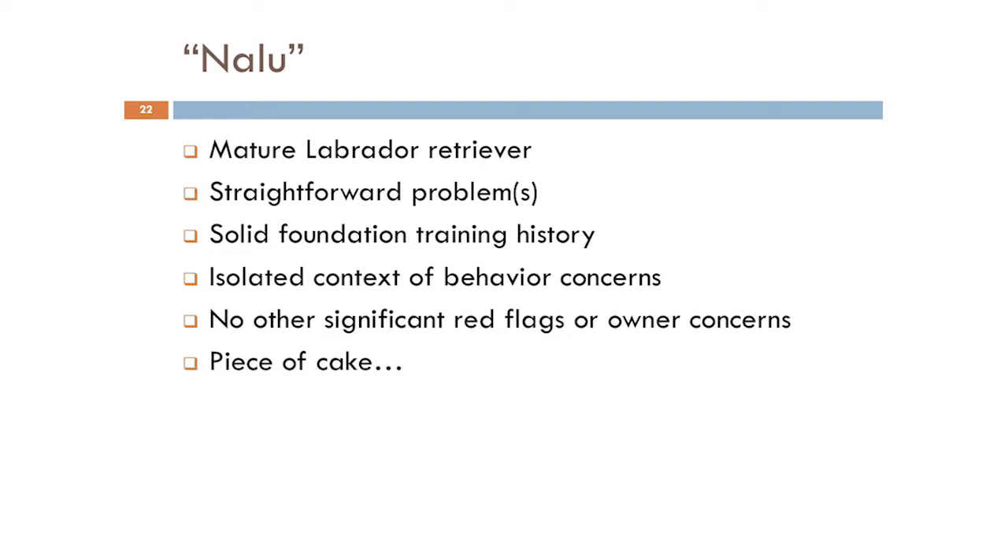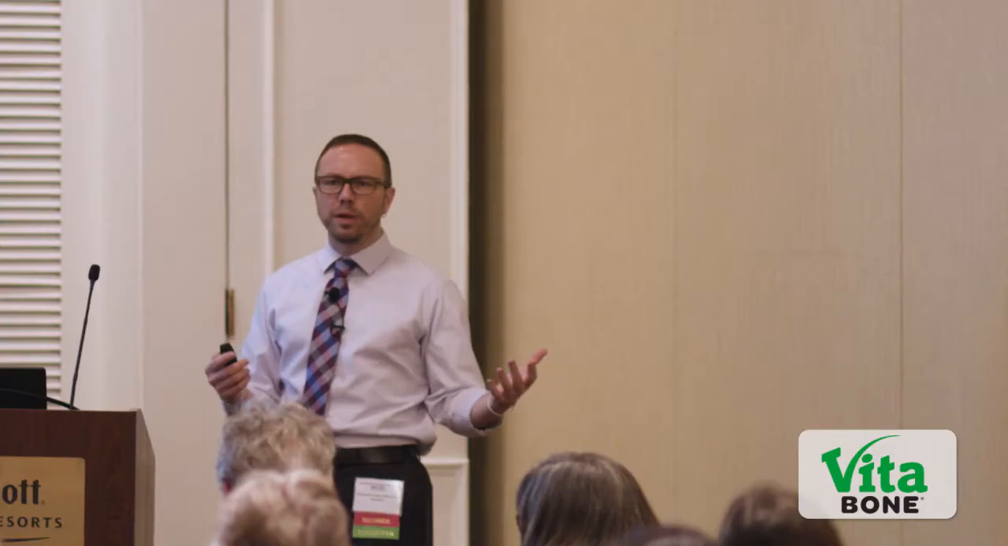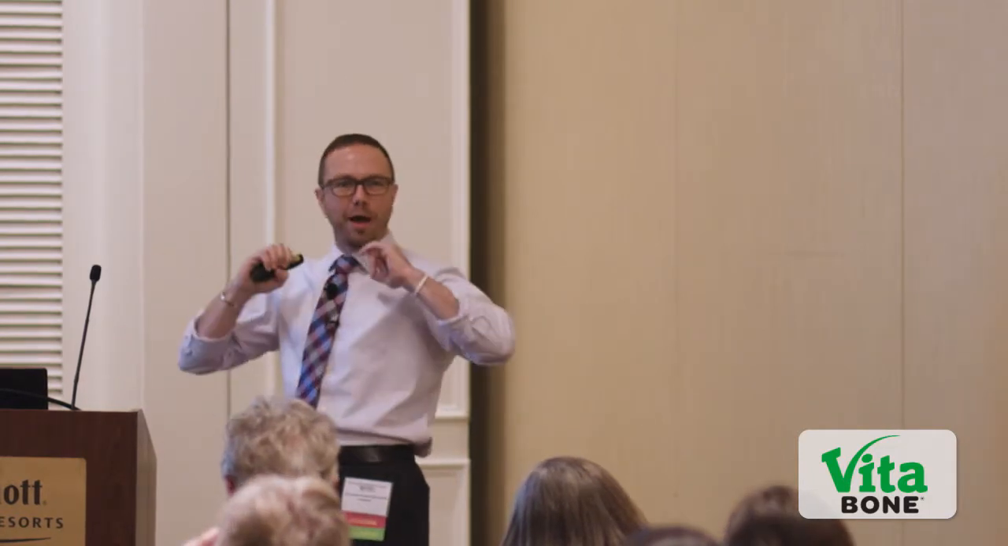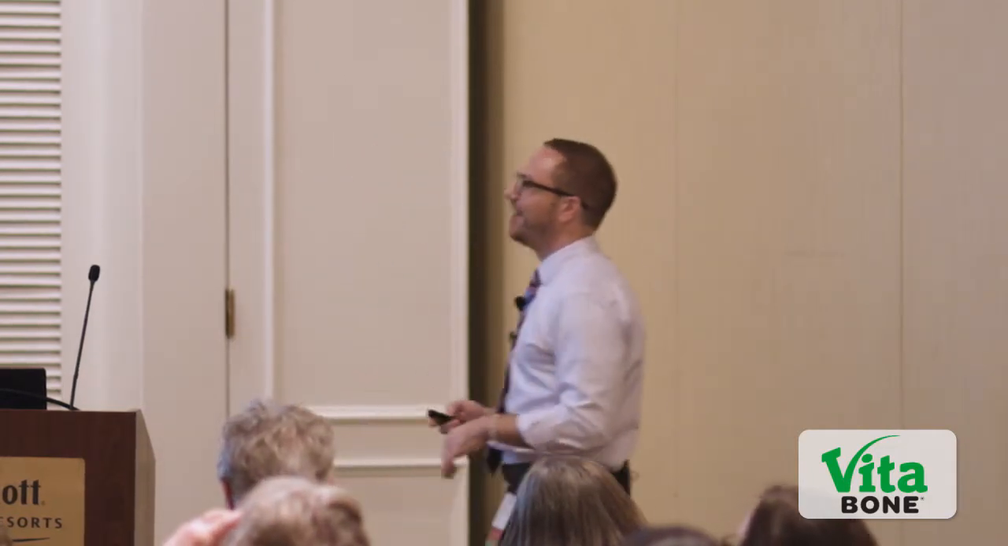So just from an overall picture: mature Labrador, straightforward problem, solid training foundation history, isolated context, no other significant red flags or owner concerns, at least that we can identify right here, right now. In my head, I'm thinking, awesome. I'm in, I'm out, we'll get the plan, we'll get them set up for BMOD, right?